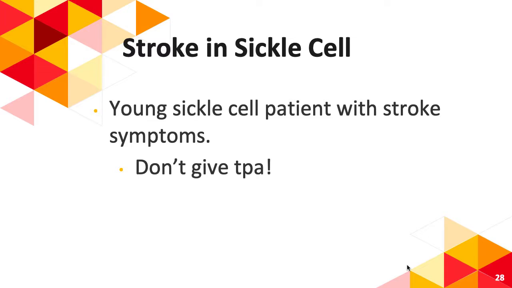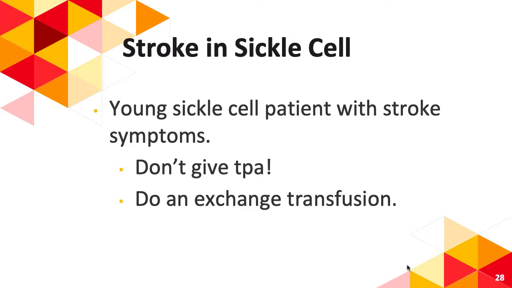But a young person with sickle cell disease who has a stroke, their stroke is likely due to sickled red blood cells blocking the blood vessels, not a blood clot. So if you give TPA, it doesn't do anything for a sickled red blood cell blocking the blood vessel. It only helps if there's a blood clot there, right? So you do not give them TPA. What do you do? Pavel got this one. You do an exchange transfusion.